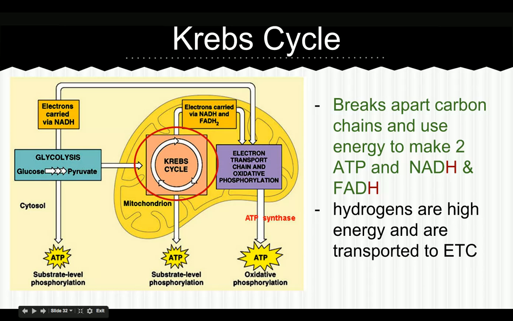What's going to happen is that these carbon chains are going to be broken apart even more to make 2 ATP and make more NADH and FADH.